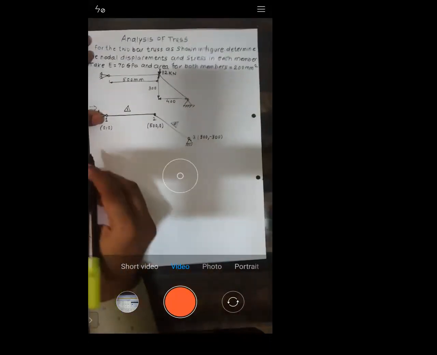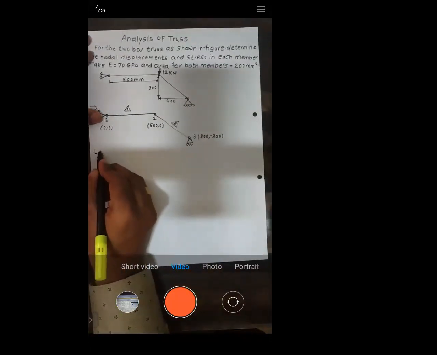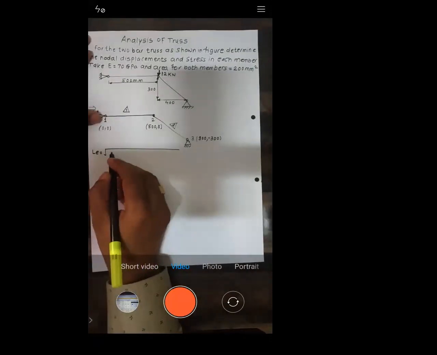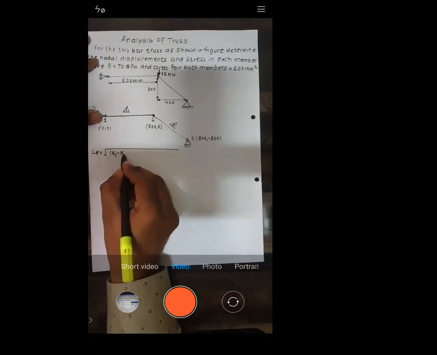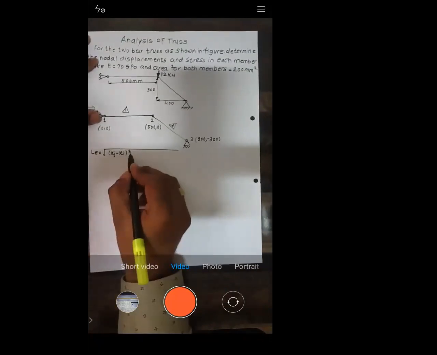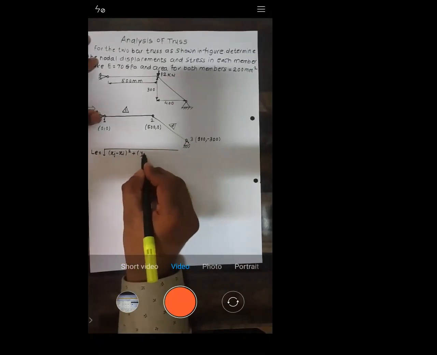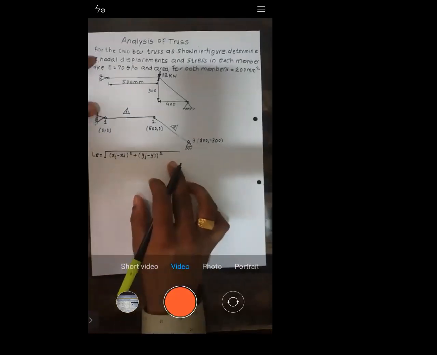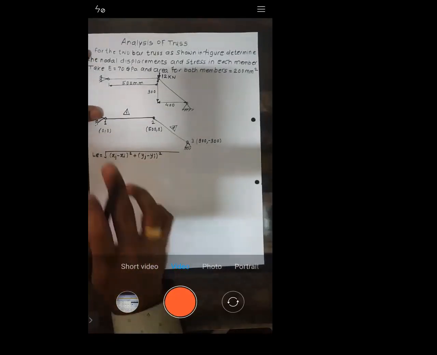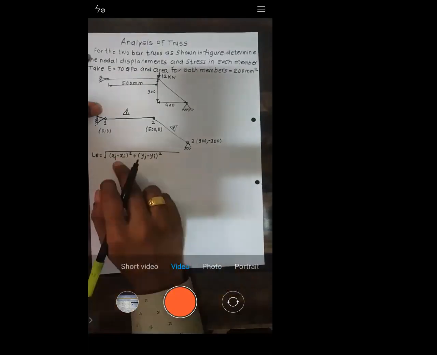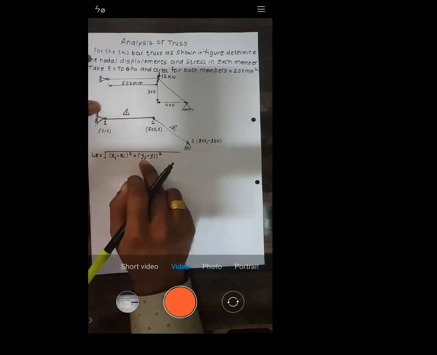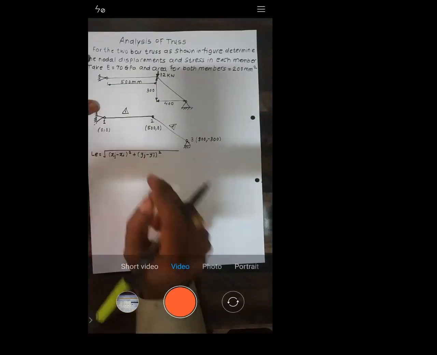So I will write down the general formula for the length of the element. It is given by the square root of (xj minus xi) square plus (yj minus yi) square. Is it okay with this formula for the length of the element? This is nothing but the Pythagoras theorem.